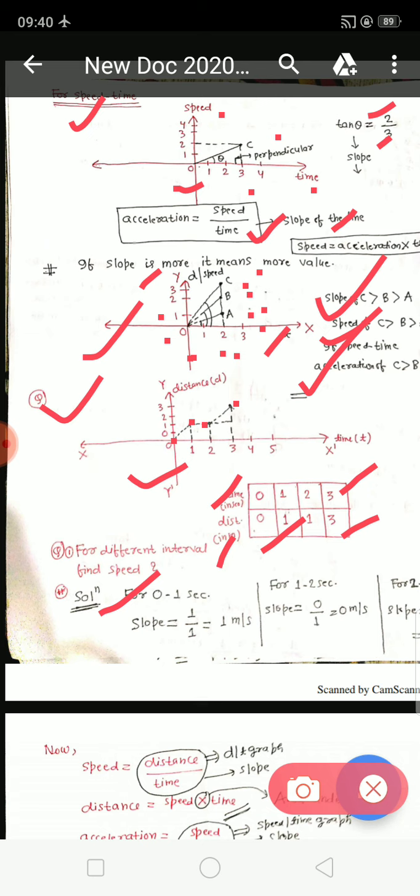So the change in perpendicular is 1, and the change in time is also 1. So it is 1 upon 1, equal to 1 meter per second. So the slope, that is the speed value from 0 to 1 second, will be 1 meter per second.